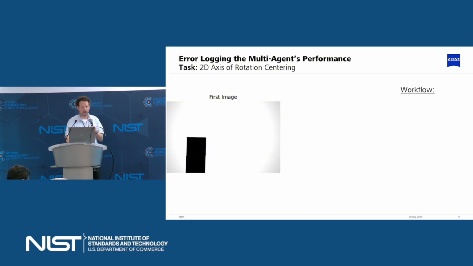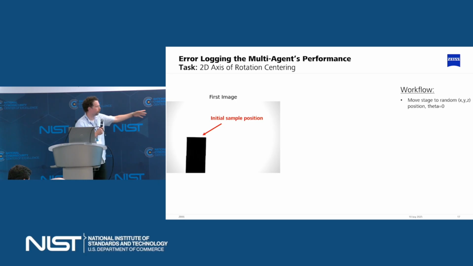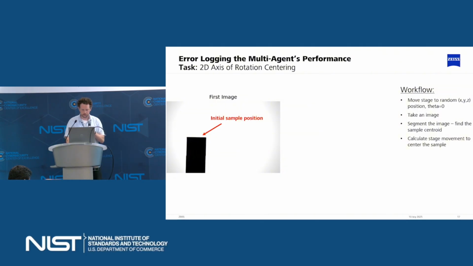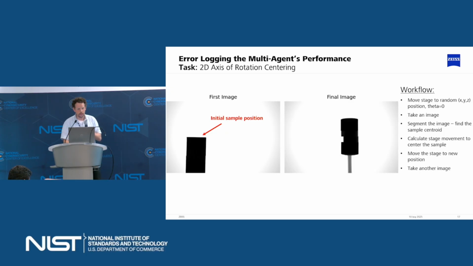So the first one, as I said, is 2D axis of rotation centering. The first thing we're going to do is move the sample to a random position on the stage. So you'll notice it's not in the center of the image at the moment. We need to take an initial image, segment that image, and find the centroid of the sample. We're just looking at a block of Inconel right now. We then need to calculate where to move the stage so that the sample is centered on the axis of rotation, move the stage to the new position, and then take another image.